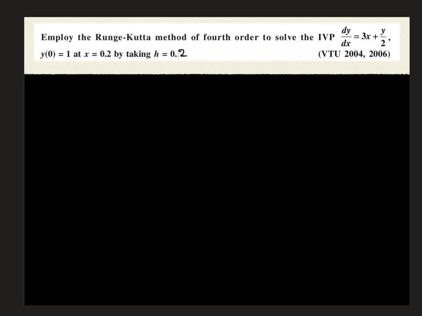So first, from the given problem, we know the condition and the function given. Here you can take the function: dy by dx equal to f of x comma y. Therefore, f of x comma y is 3x plus y by 2. And from this you can note what x naught and y naught are. So x naught is 0, y naught is 1.